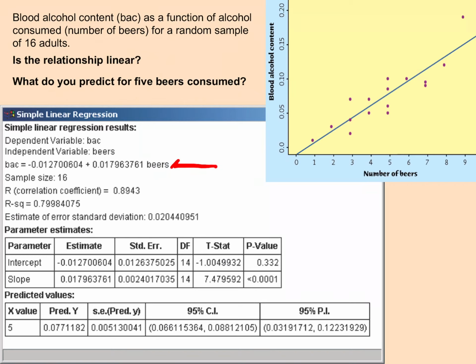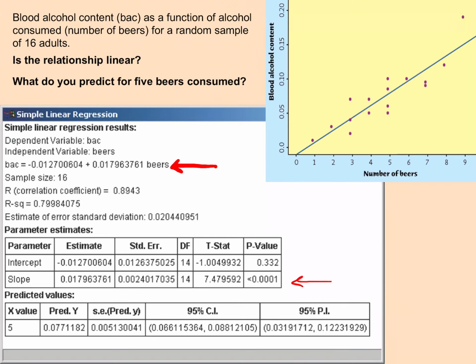All right, so we have the equation of that line right here, okay? Blood alcohol content equals our y-intercept plus our slope times number of beers consumed. Sample size 16, we see a correlation coefficient of 0.89. Square that to get your r squared, the coefficient of determination, 0.8. So number of beers consumed explains 80% of the variation in blood alcohol content, as you would expect. It should. That's pretty good.